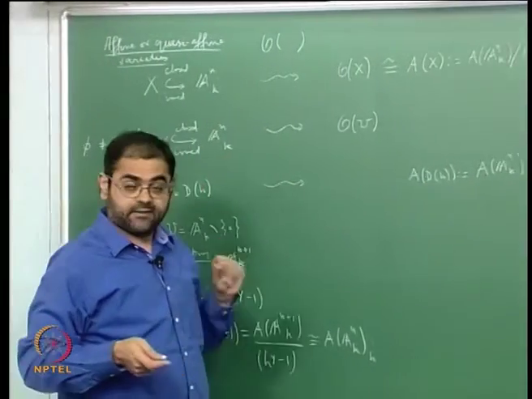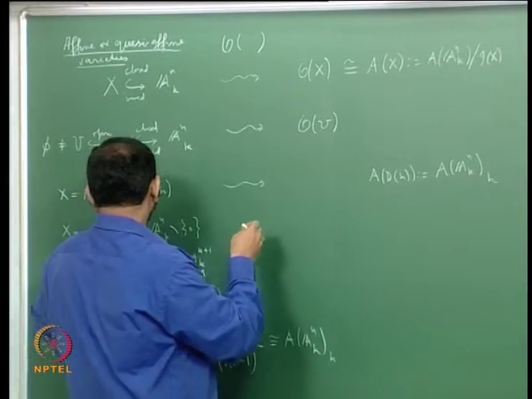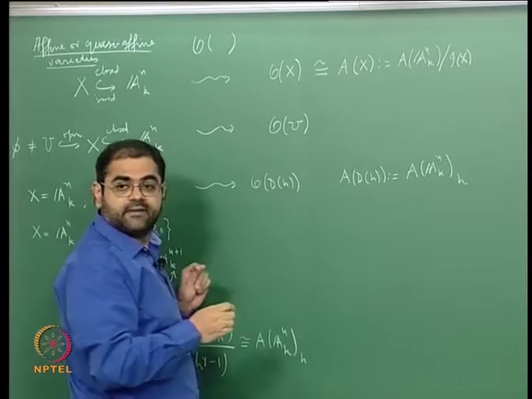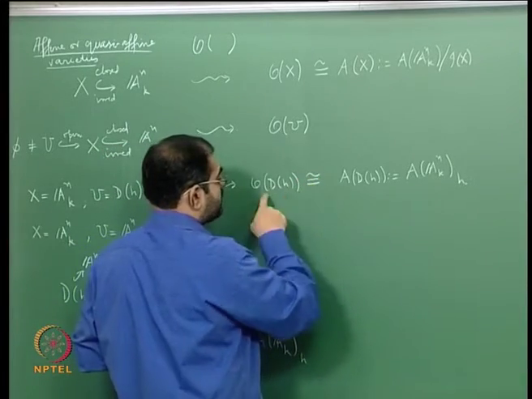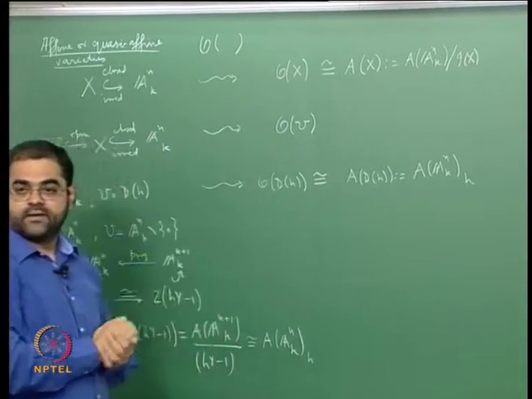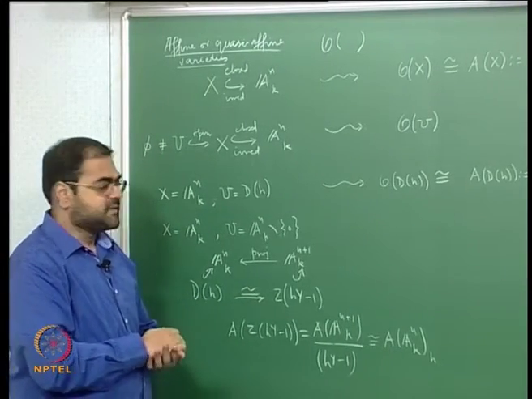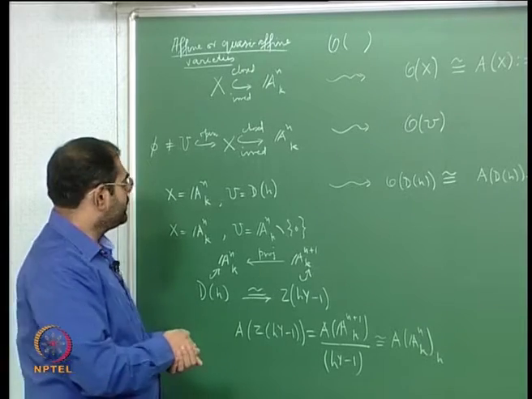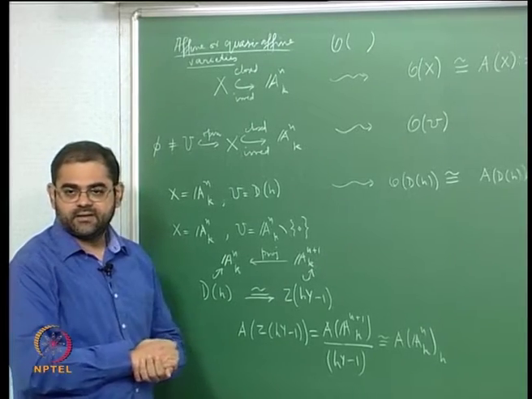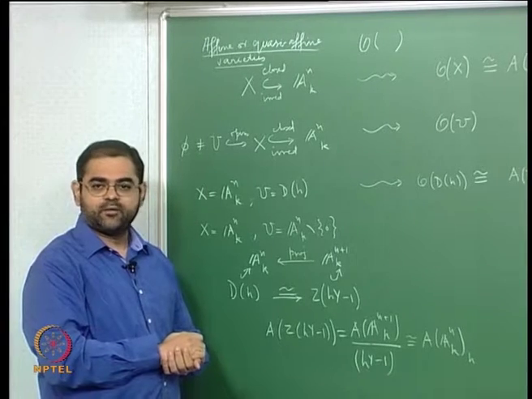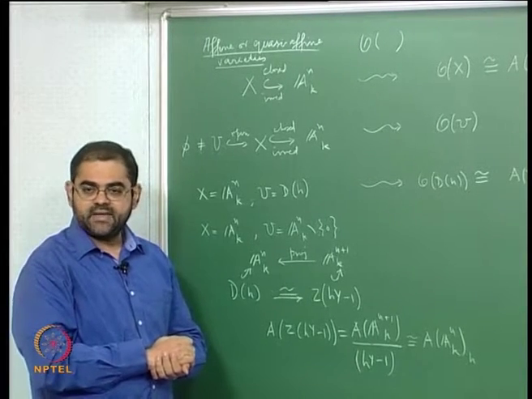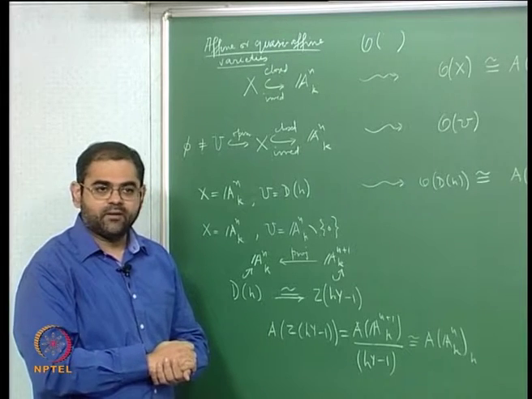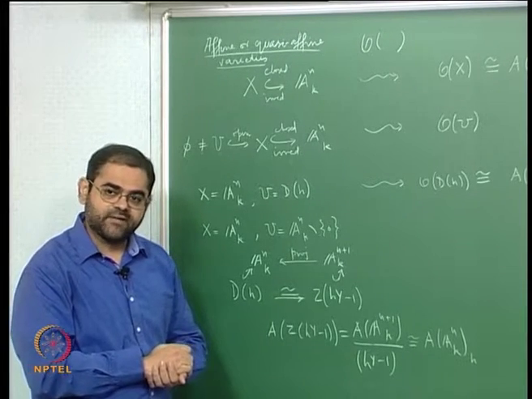But then here is yet another definition. For D(h) I can define O of D(h), and it's a fact that O of D(h) turns out to be isomorphic to this. So this is part of the philosophy that I was trying to tell you: A is always defined whenever something is affine, and O is defined whether something is affine or not.